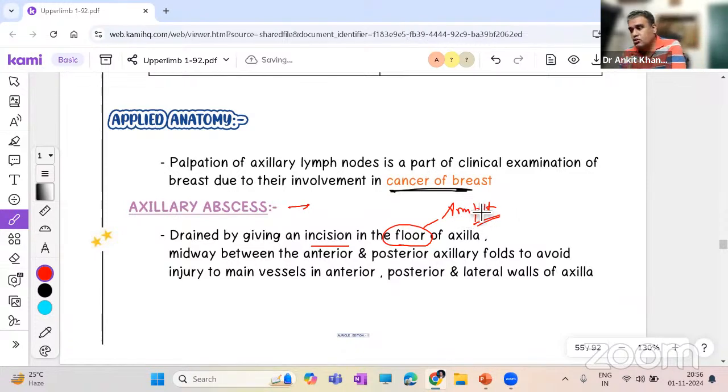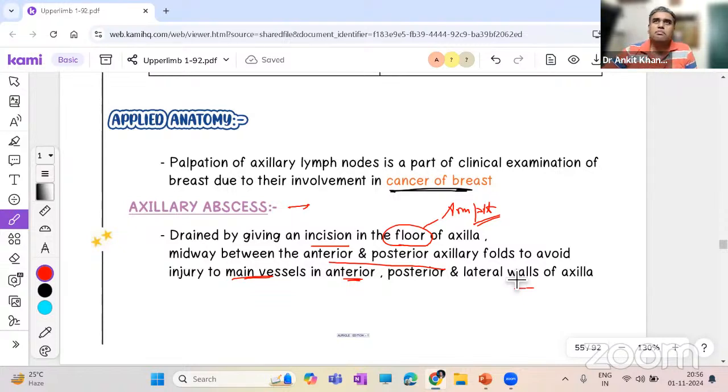Because this axilla is a huge region, no? You can't be cutting everywhere. Where exactly in the armpit region? Midway between the anterior and posterior axillary folds, to avoid injury to the main vessels, the anterior, posterior and lateral ones. So you know that. Okay, if there's an abscess, how do you diagnose it?